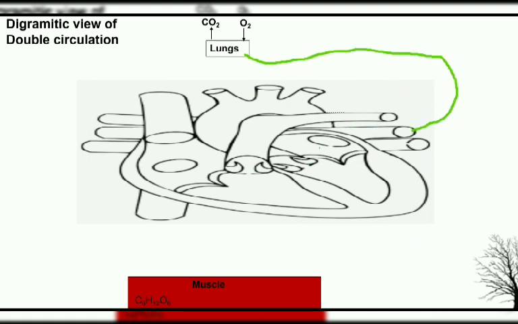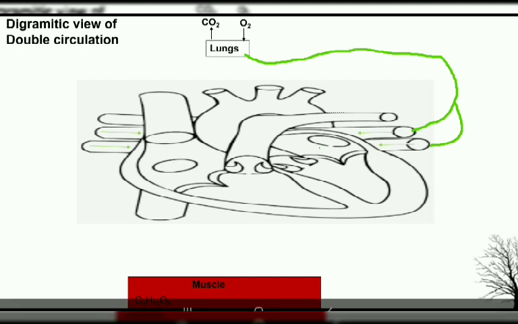The oxygen will be transferred in the pulmonary veins, on both the right and left sides. So first the oxygen will be transferred in the pulmonary and then into this, you see the left and right. This one is the left side, this one is the left side, and this one is the right side.